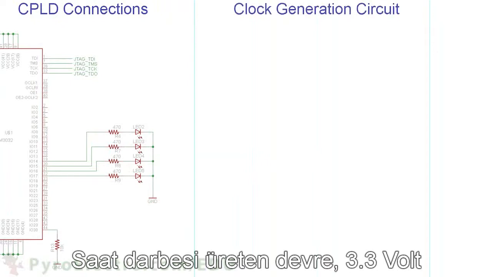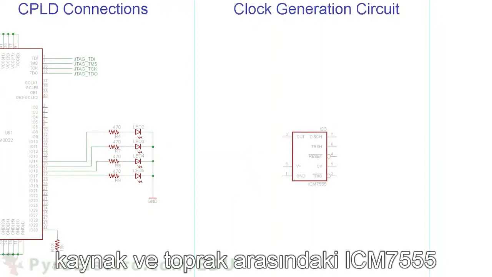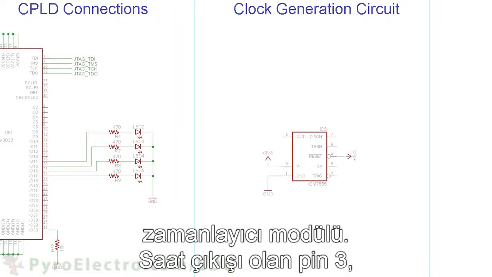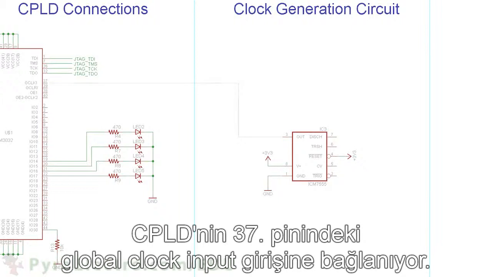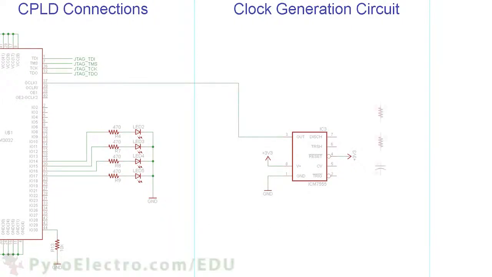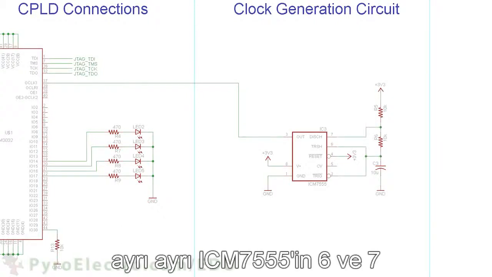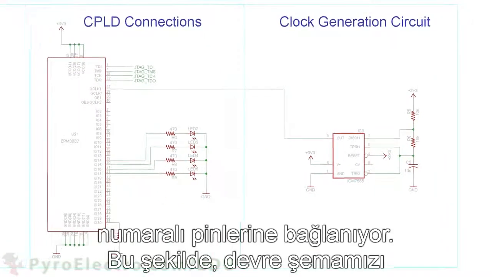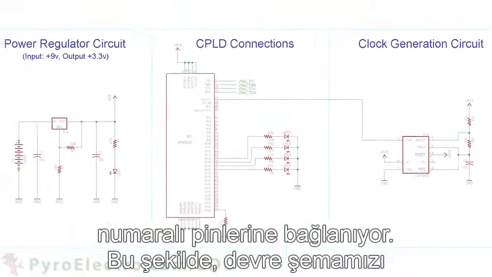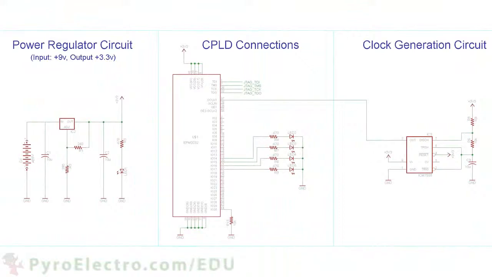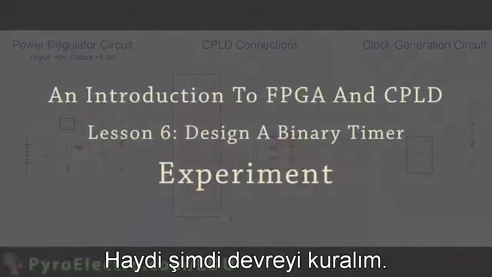The clock generation circuit is an ICM 7555 timer module that connects to 3.3 volt power and circuit ground. The clock output signal, pin 3, connects to the CPLD's global clock input at pin 37. Then we have two 10 kilo ohm resistors and a 10 microfarad capacitor which connects from 3.3 volt power to ground. And individually they connect to pins 6 and 7 of the ICM 7555. This completes the hardware schematic that we need to build, so now let's actually go build this thing.